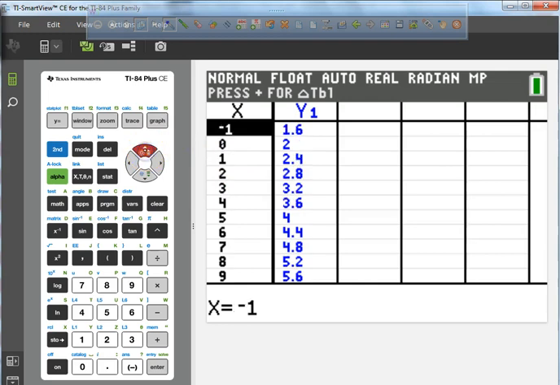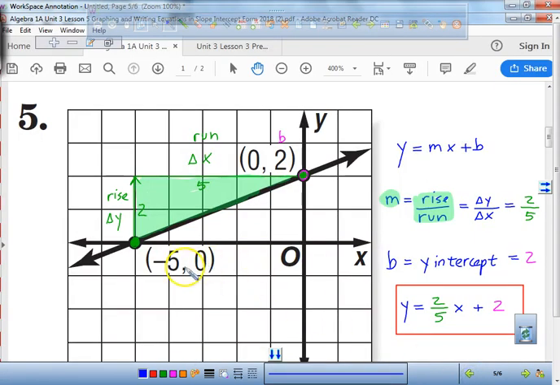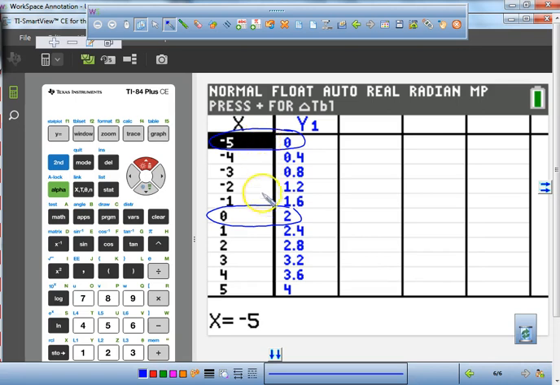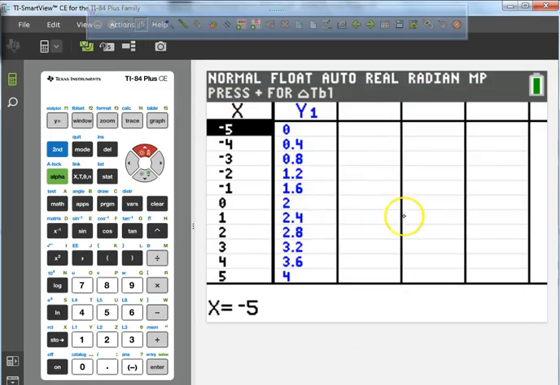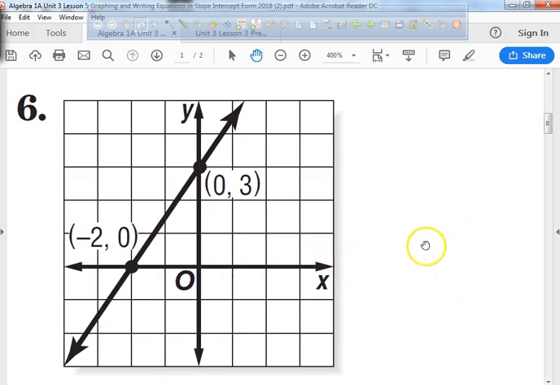Oh, interesting. What were the 2 ordered pairs that I started with? 0 and a 2 and a negative 5 and a 0. If these ordered pairs are in your table, what does that tell you about your answer? That's correct. If the ordered pairs are in your table, and what's this the table for? Y equals 2/5 X plus 2. Check your table, and it should be there. If they're not there, you typed in something wrong, or you did the wrong equation.